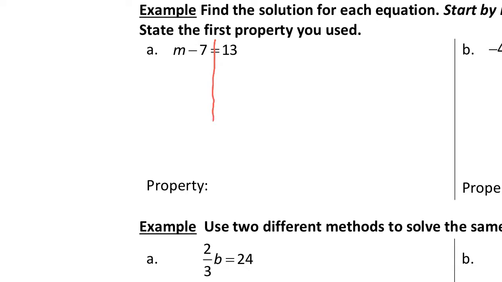our balanced equation. We've got m minus 7 equals 13. So we want to get that m by itself so that we can solve this equation. And we do that by adding the 7. If I add the 7 to one side of that line, I must add it to the other side.